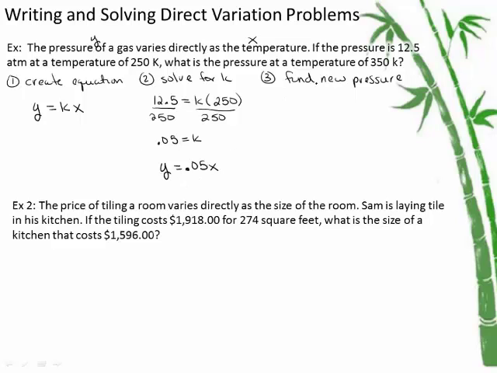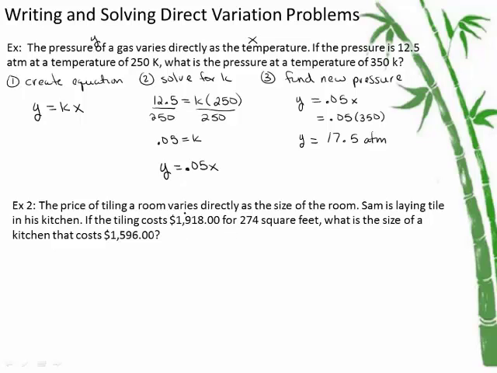Now to find our new pressure, we know that we want to find the pressure when X is 350. So we do 0.05 times 350. And we get that our pressure is 17.5 atmospheres.